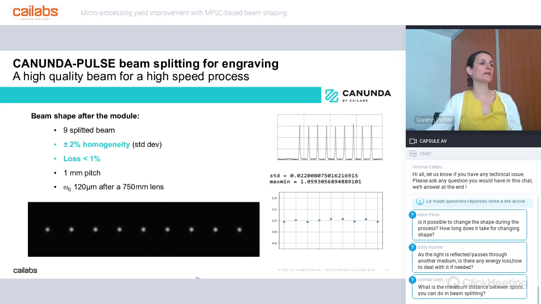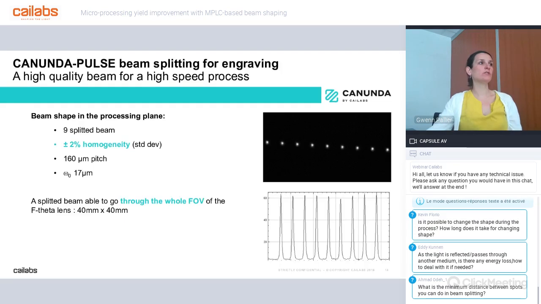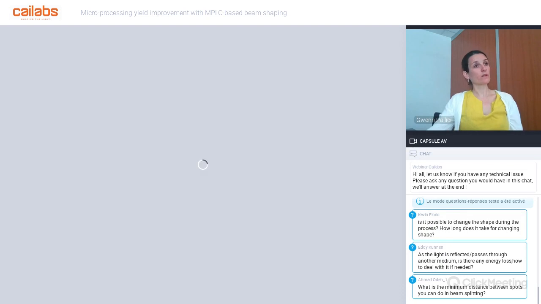This is how it looks just after the module for the split beams. It's a very homogeneous set of split beams. You have 9 beams, and they are of very similar energy. And what is good to see is that it's the same in the processing plane. So we have very homogeneous split beams.